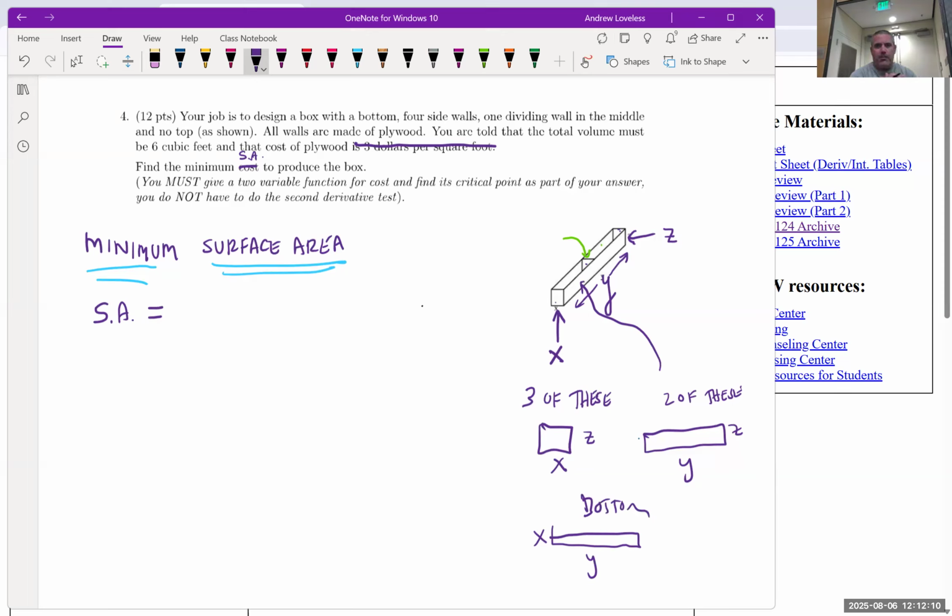So the one initial challenge is we need to give all the surface area based off of these dimensions. And so that's going to be the bottom, which is X times Y. That'd be the area of that part. And then there's going to be 2 of these, Y times Z, and then 3 of X, Z. So that was the initial challenge, to find the total area of all those walls.